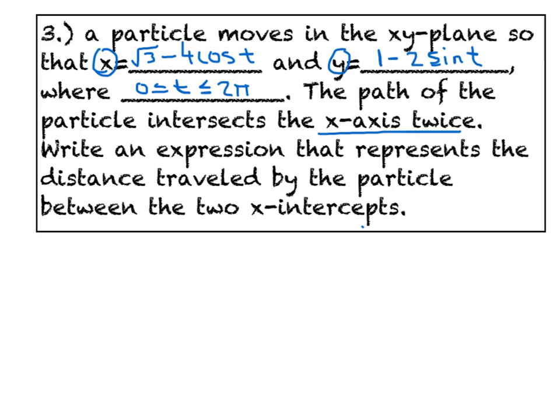Now, just basic functions 101, regardless of whether it's parametric or rectangular or polar. When you cross the x-axis, one thing that you know to be true is that the y-coordinate, or the y value, is equal to 0.